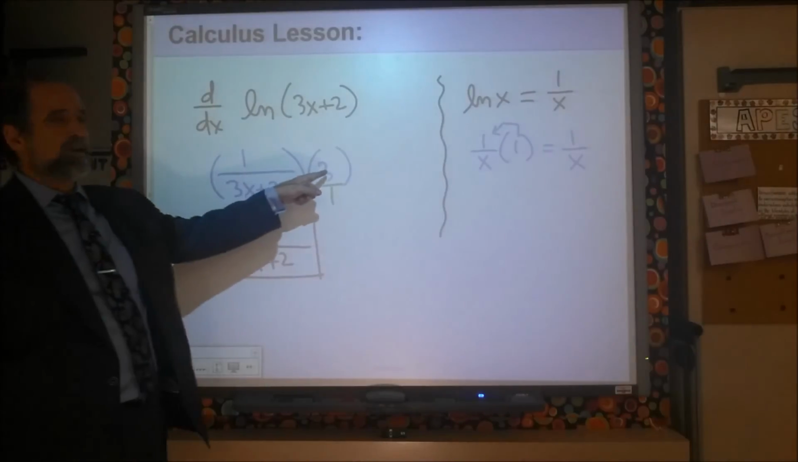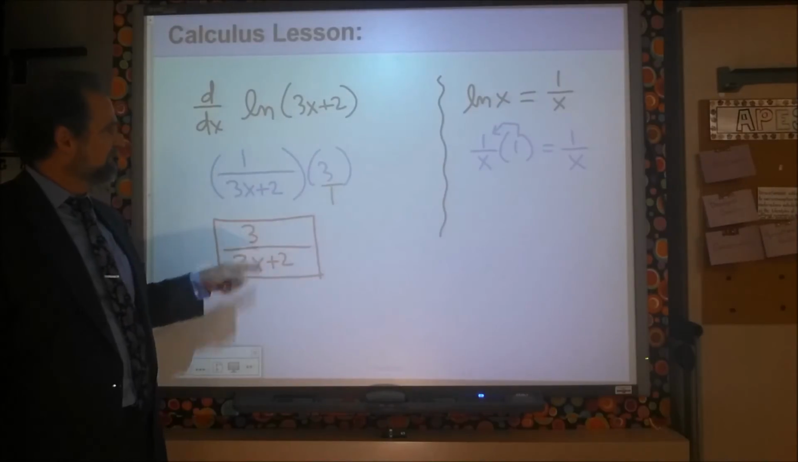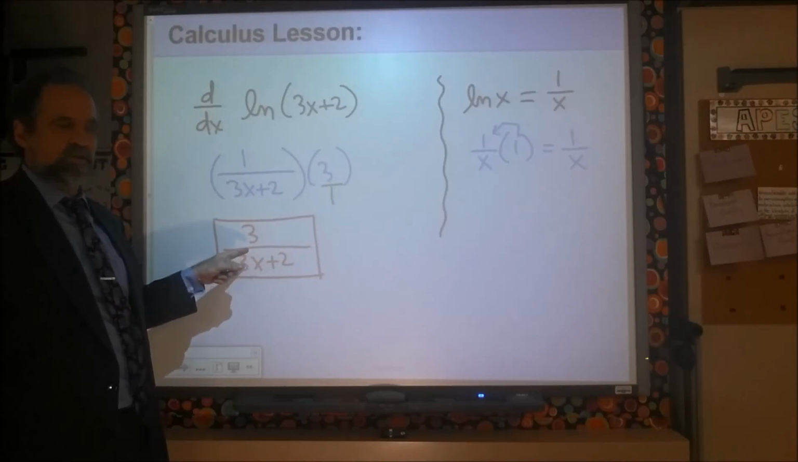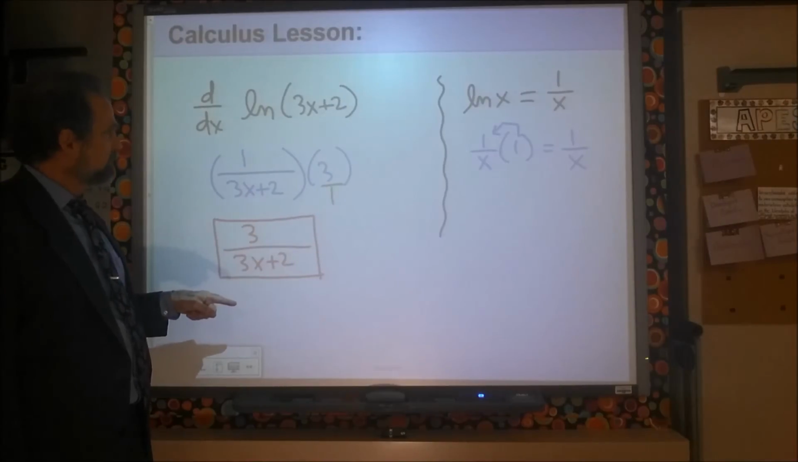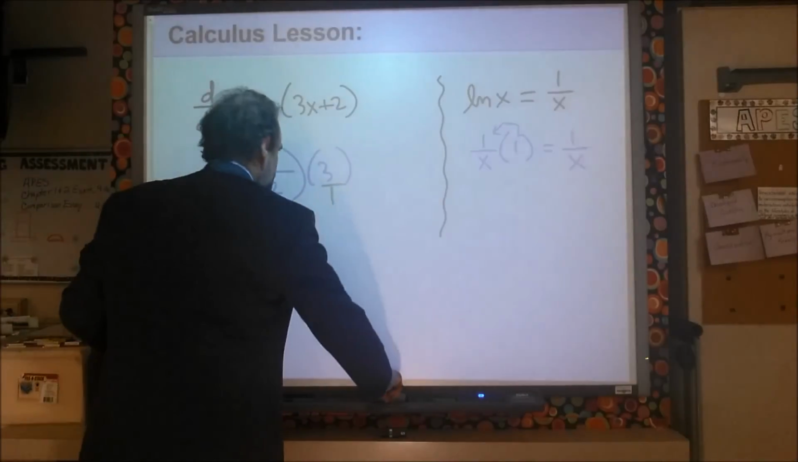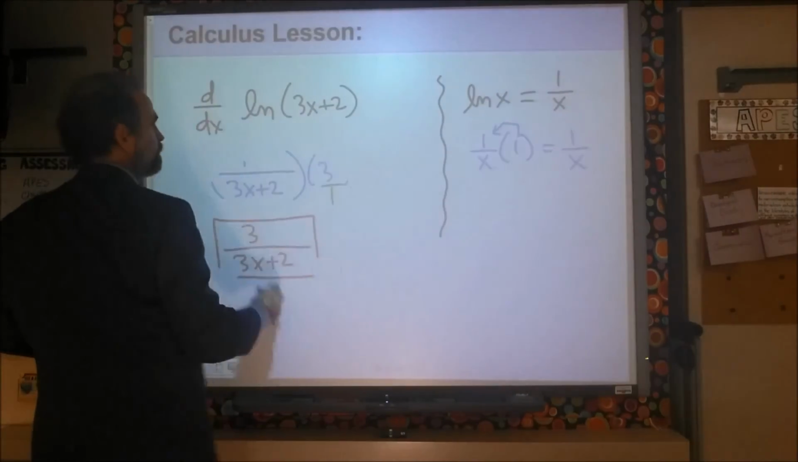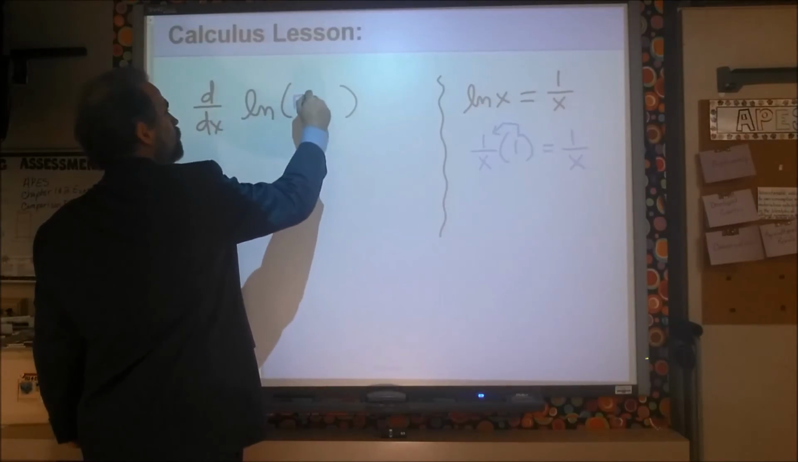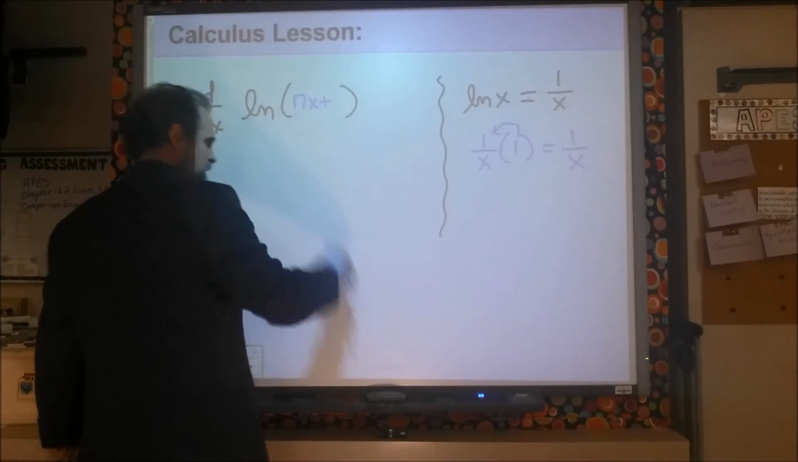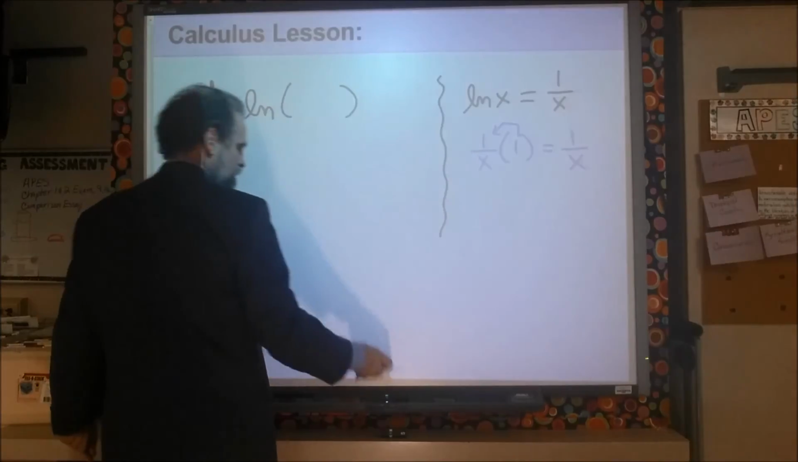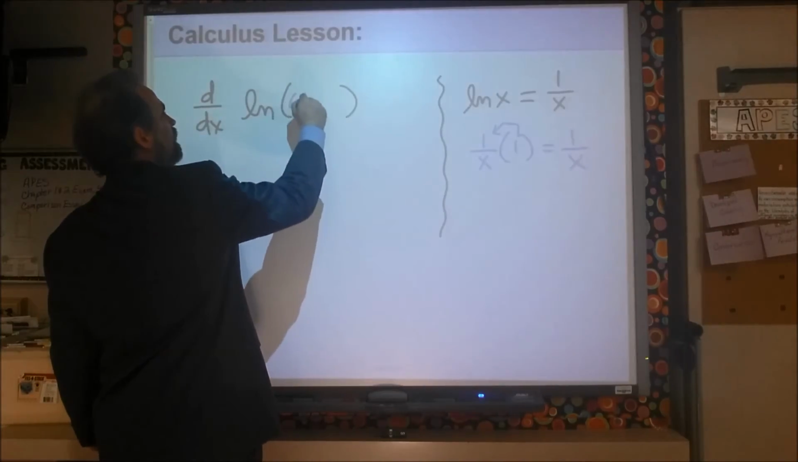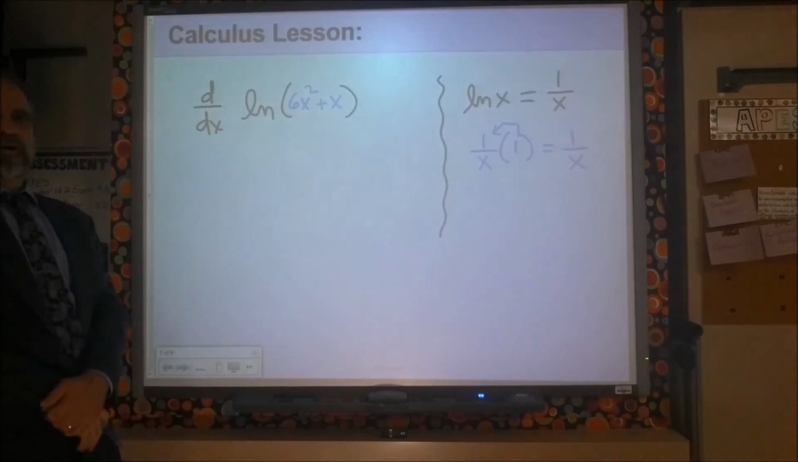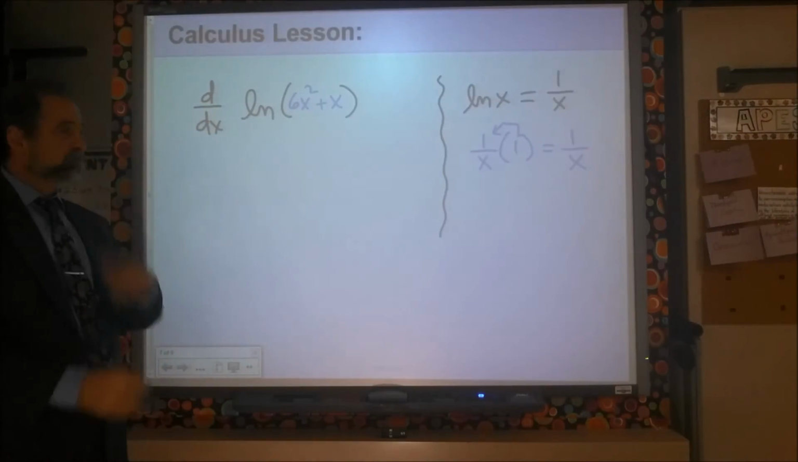Well, what was the derivative here? It was 3, right? What if that derivative would have been 7? Then that would have been 7. You see the way that's looking? Right? So let's do another one. Wait, let's make it even better. Let's make it 6x squared plus x. So we can really see how that breaks down.